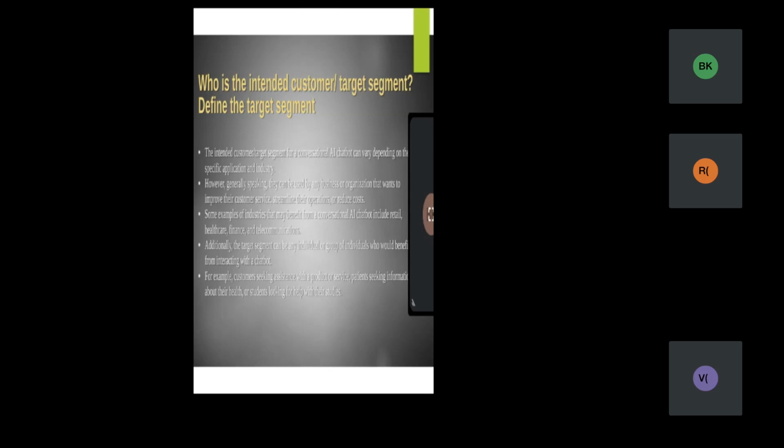Some examples of industries that may benefit from a conversational AI chatbot include retail, healthcare, finance, and telecommunications. Additionally, the target segment can be an individual or group of individuals who would benefit from interacting with the chatbot. For example, customers seeking assistance with a product or service, patients seeking information about their health, or students looking for help with their studies.